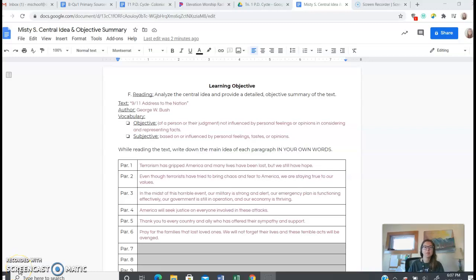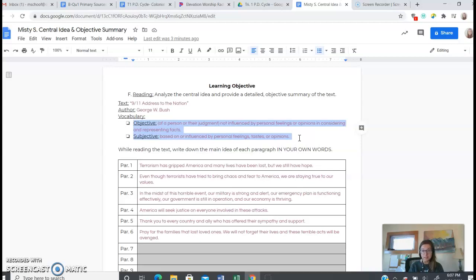I'm going to talk to you about the central idea and objective summary learning objective. So the two vocabulary words that you really need to know are objective and subjective. Objective means that your writing or speech or whatever it is that you're working on is not influenced by personal feelings or opinions in considering and respecting facts. So you take out whatever emotion or feeling in regards to the subject, and you try to really focus on the facts and the truth about that topic.